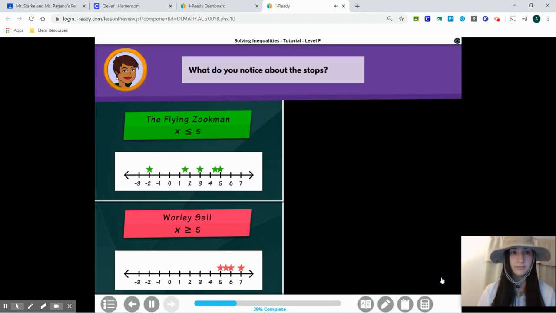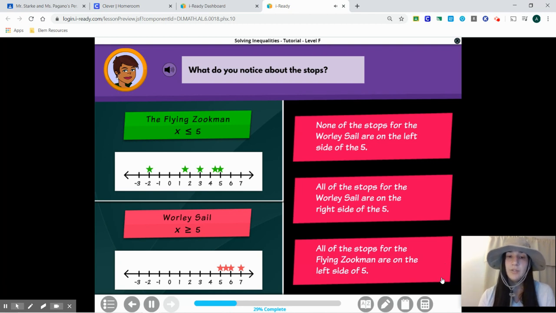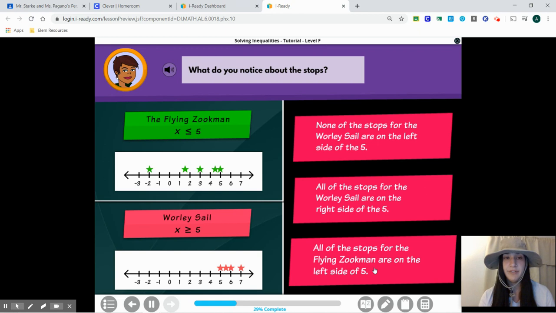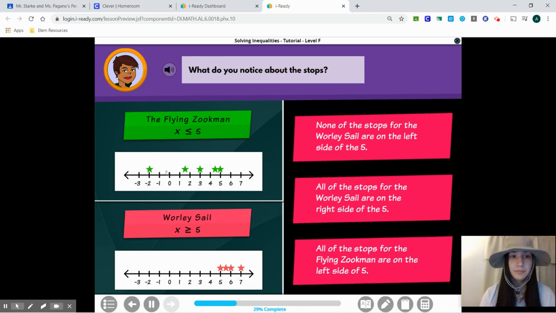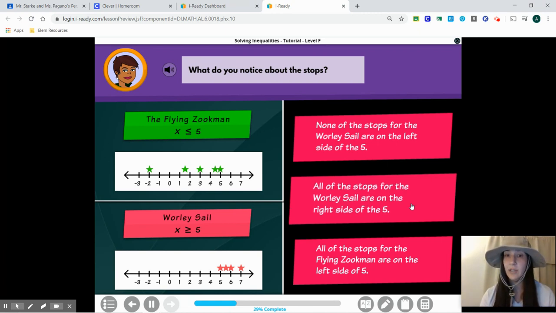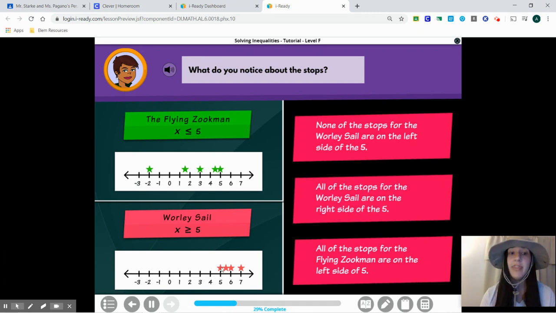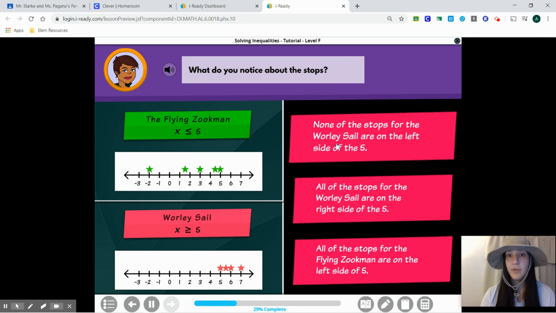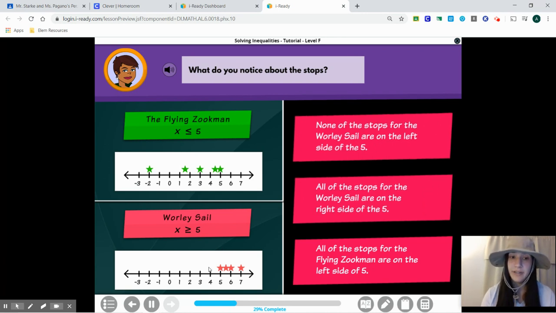Look at the number lines. What do you notice about the stops? Okay, so we notice that all of the stops for the Flying Zuckman are on the left of 5. That is true, but they are also on the 5, so it's not completely true. All of the stops for the Whirly Sail are on the right of the 5. That is true, but not entirely true because they also land on the 5. None of the stops for the Whirly Sail are on the left side of the 5.